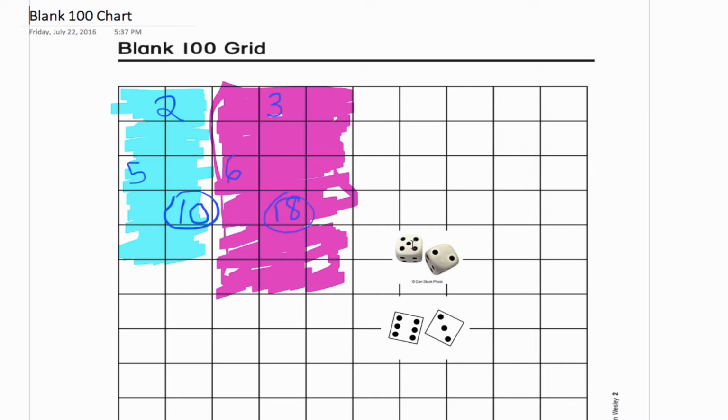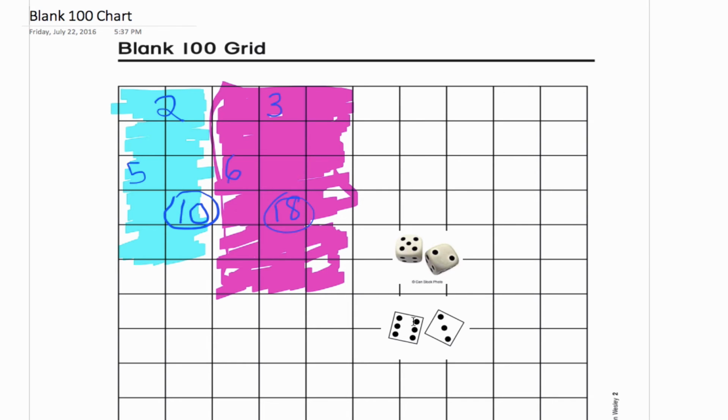The first dice I rolled was 5 by 2. So I'm going to make my 5 my rows. So I had 1, 2, 3, 4, 5 rows. And 2 would be my columns, 5 by 2. I shaded this in. I wrote my dimensions of 5 by 2 and had a total of 10. I circled my product or my total.